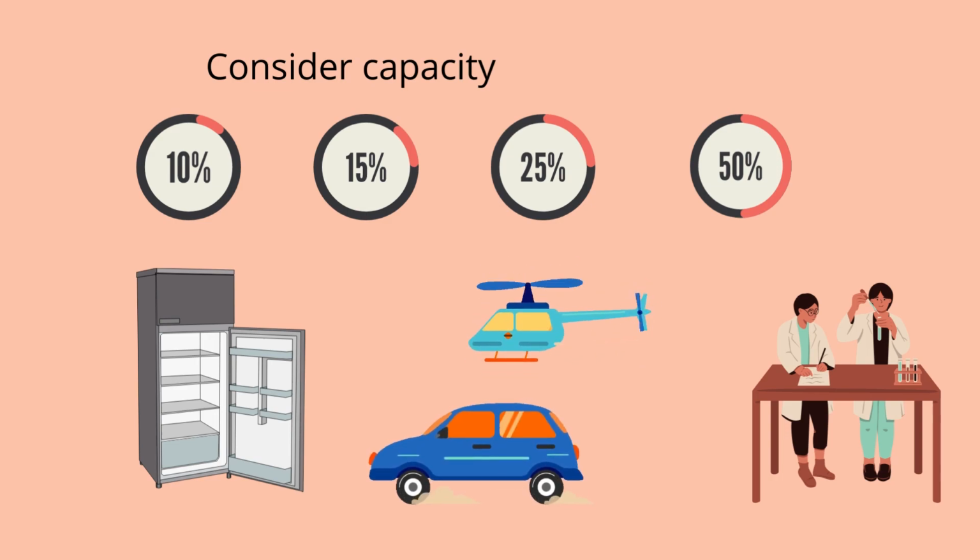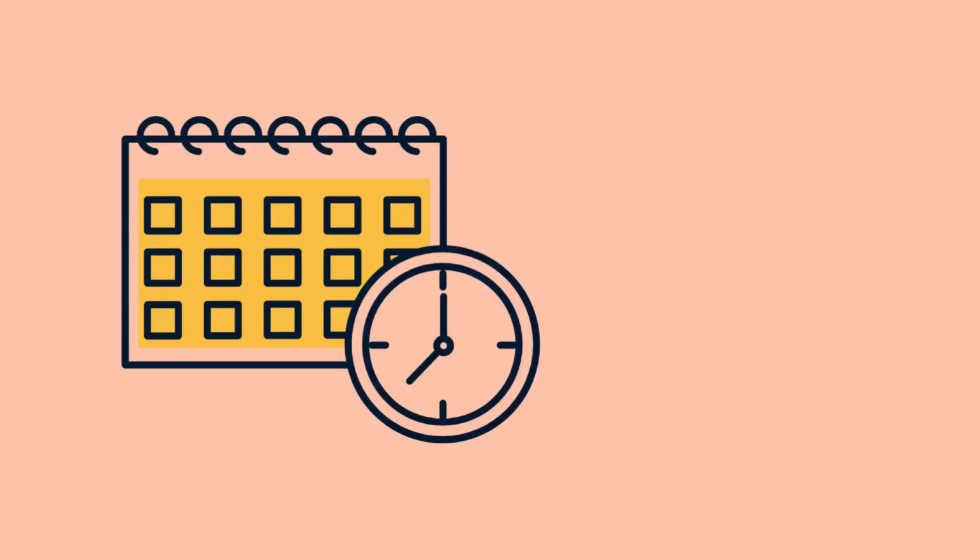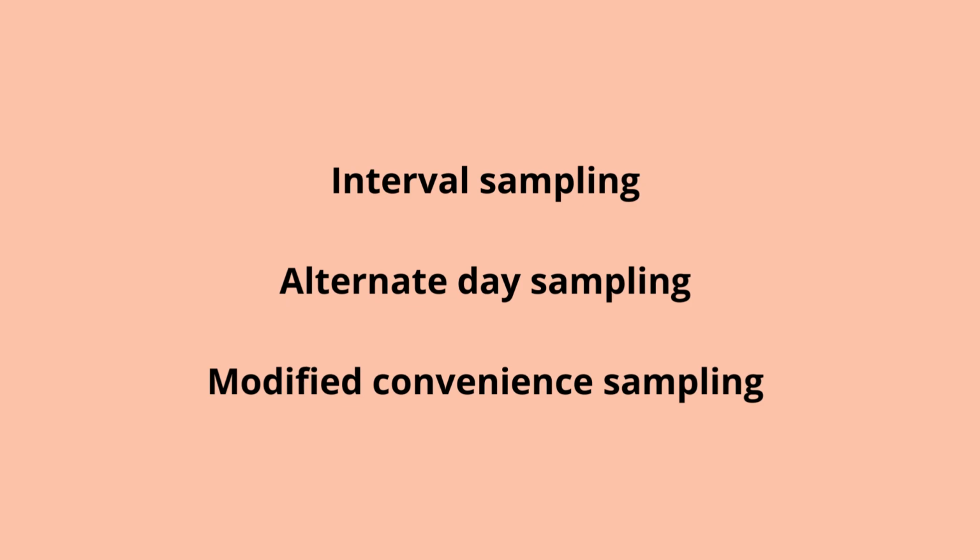It is best to use a systematic approach for selecting cases, rather than to require healthcare providers to choose which patients to test. The approach should cover different times of the day and different days of the week every week, while providing reasonably representative data. The following systematic sampling methods to avoid potential bias can be used: interval sampling, alternate day sampling, and modified convenience sampling.